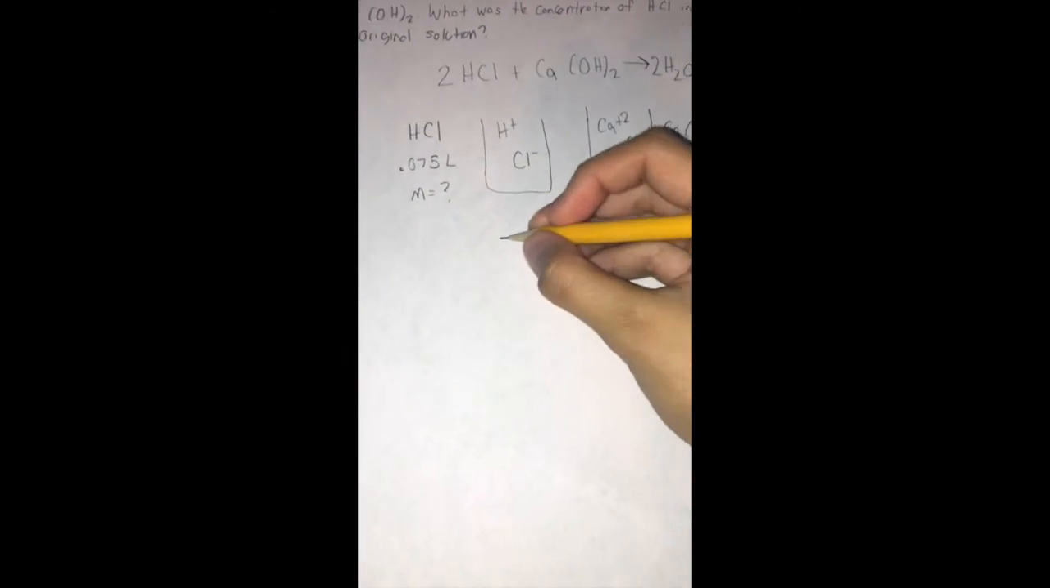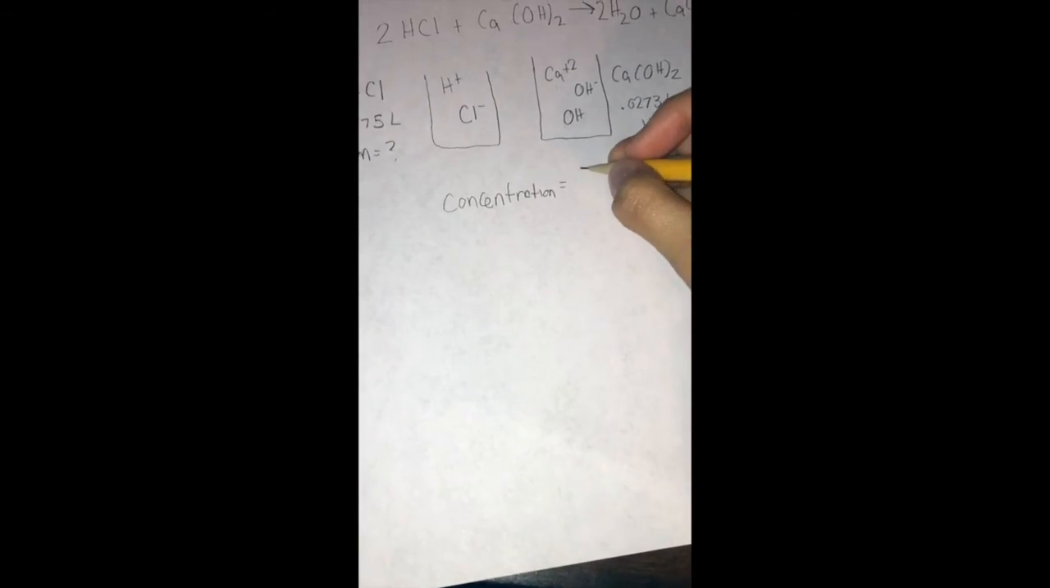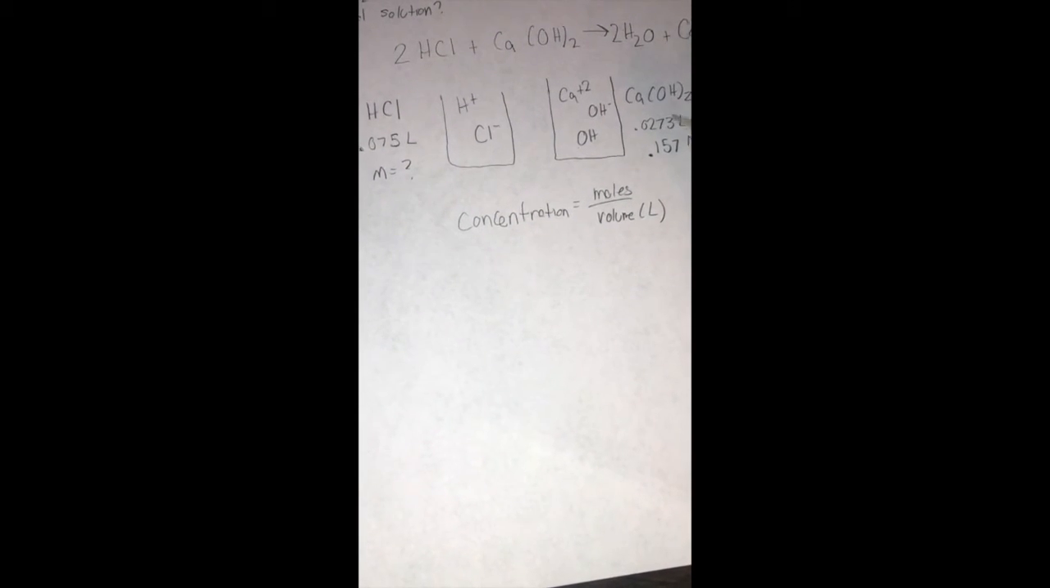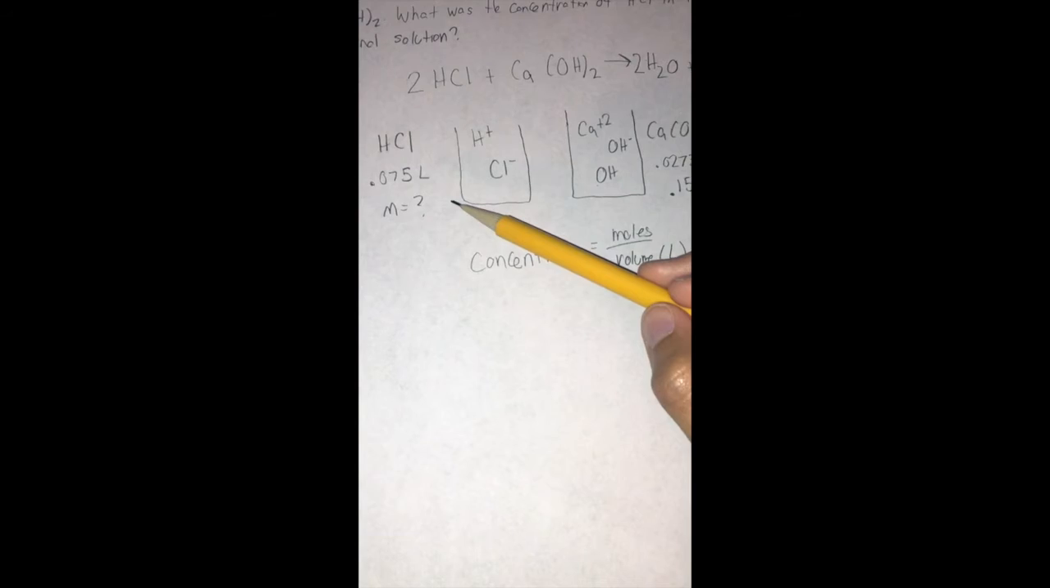So what we know is that concentration equals moles over volume in liters. We are given the concentration and the volume, and we can use this to find the moles by multiplying the volume and the concentration. Now, we can find the moles of calcium hydroxide and convert it into moles of hydrogen chloride, divide it by the volume, and find the concentration.